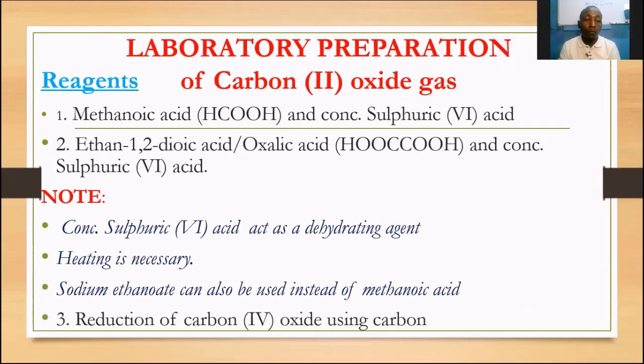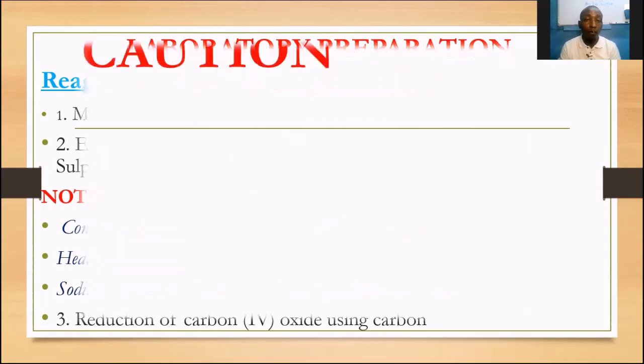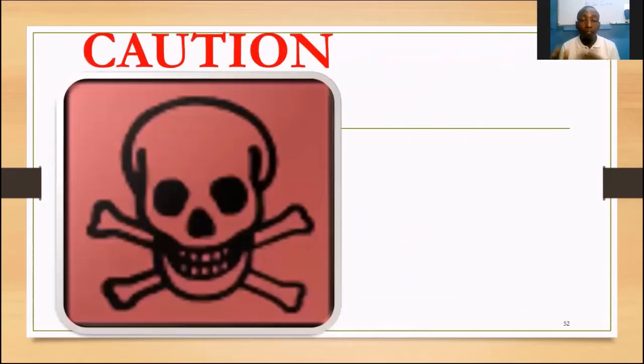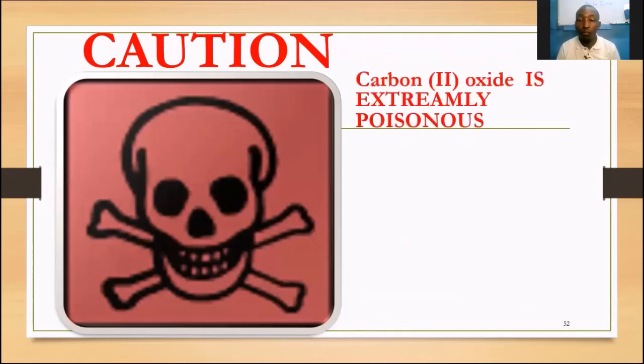As well, as method number 3, we can still do reduction of carbon 4 oxide using carbon. I think that reaction, we had seen it before. Before we proceed, yes, that sign there, it's a caution, danger. Carbon 2 oxide is extremely, extremely poisonous. Many people have died out of this gas.